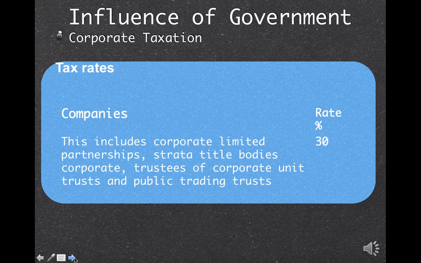The next influence of government is taxation, corporate taxation. At the moment, the tax rate for corporations, limited partnerships, and trustees or public trading trusts, so big companies, is 30%. So 30% of their net profit is taken as tax by the government. Now that has a big implication if the tax rate goes higher or goes lower. And we'll talk about that a little bit later.